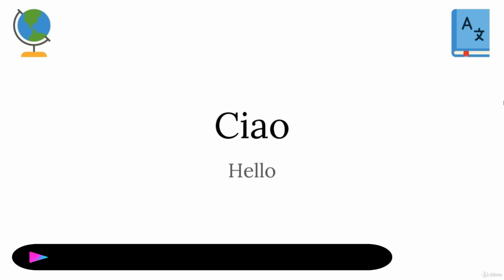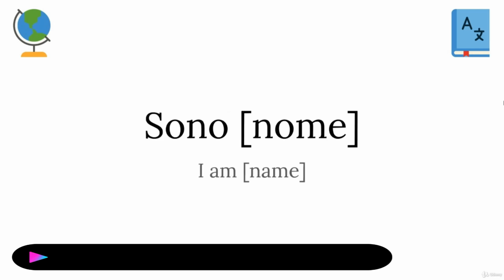You've probably heard this word before. Ciao. Perfect. And then, how to introduce yourself. In Italian, as in English, there are two ways to introduce yourself. The first one, and the most common one in Italian, is with the use of the verb to be, as in English. For example, I am Claudia. Sono Claudia.